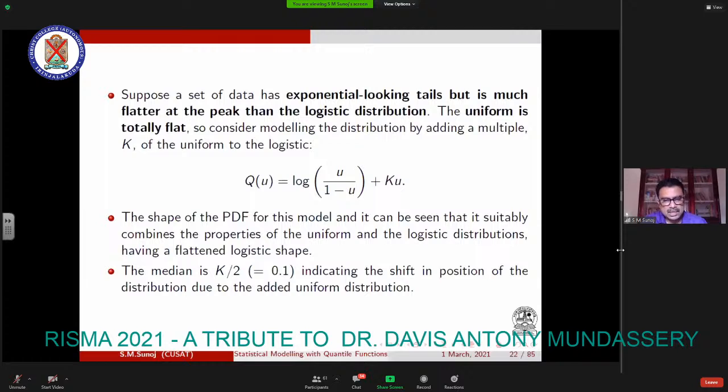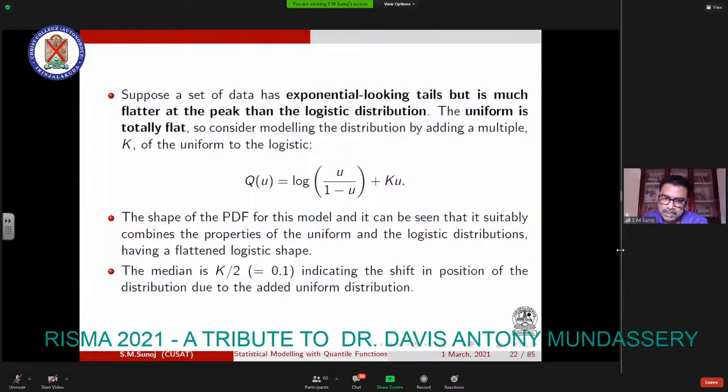Here we model the distribution by adding a multiple k of the uniform to the logistic. We have the quantile function log of u divided by 1 minus u, which is the quantile function of the logistic distribution, and to address this flatter tail than the logistic, we add a constant multiple of u. The shape of the PDF for this model suitably combines the properties of the uniform. This ku is nothing but the quantile function of the uniform. The first part is the sum of the two quantile functions, exponential and reflected exponential. Now we have added one more model, which is the uniform.